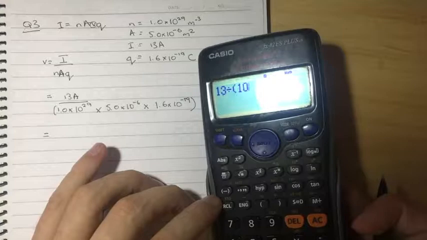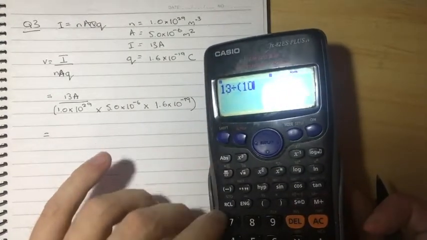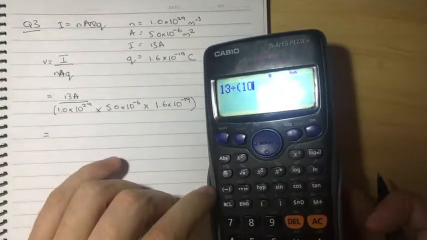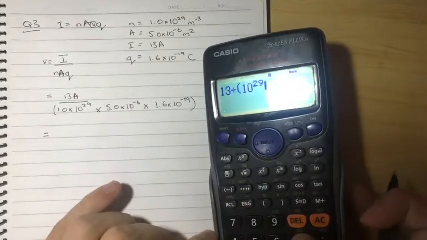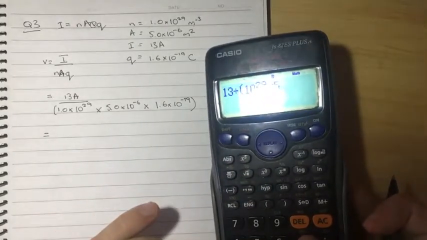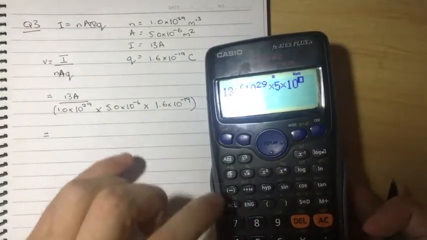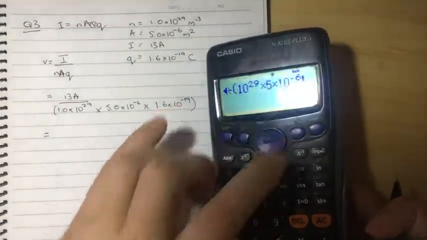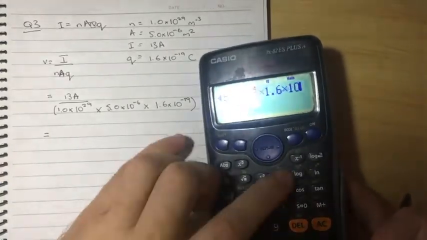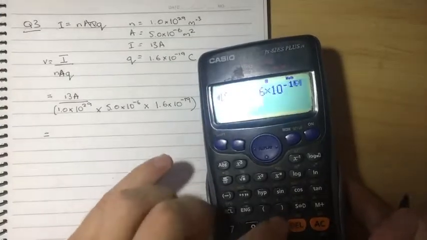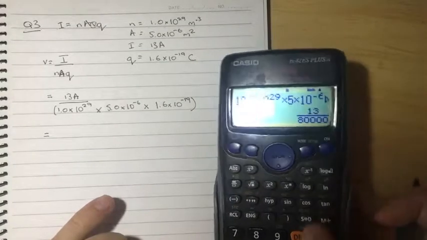Where's shift? Let's shift. Wait, that's not what we want. Don't want shift, we want 10 to the 29, there we go, move it across. Times by 5, we don't need to put in the 0.0, times 10, and then minus 6, and then times 1.6 times 10, and then again minus 19, and close brackets, and that should in theory give us our answer.